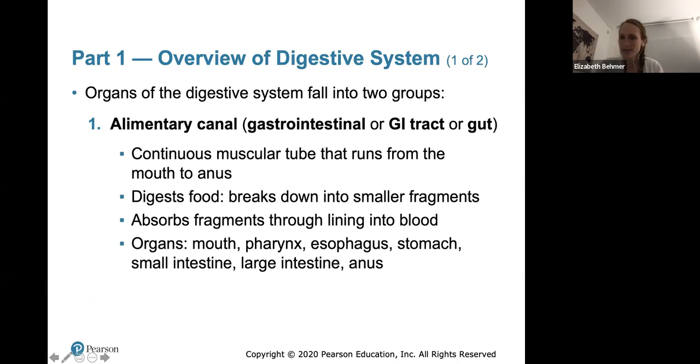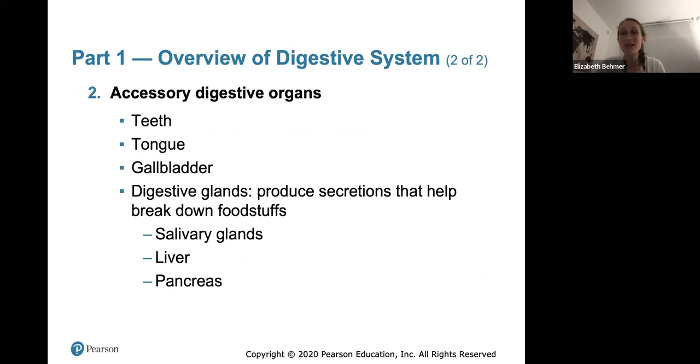The organs of your digestive system either fall into your alimentary canal, the GI tract, which is the one long continuous tube. This is where digestion and absorption take place. You should know the organs of the alimentary canal, as well as the accessory organs: your teeth, your tongue, your gallbladder, and all the digestive glands that produce secretions that help break down the foodstuffs, like your salivary glands producing saliva, the liver, and the pancreas.